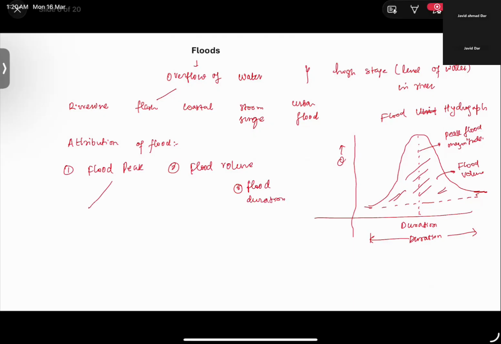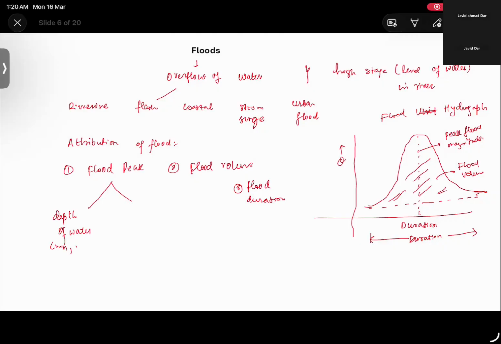Now in this flood peak, you can represent this peak either by the depth of water, that's in mm, meter or centimeter, and this is what you call stage also. The second way you can represent it is the magnitude of discharge corresponding to this time step, and this will be in units of either meter cube per second or some other units. Now in this tutorial we will be mostly focused on peak flood magnitude, and we will try to see how we can compute this peak flood magnitude.